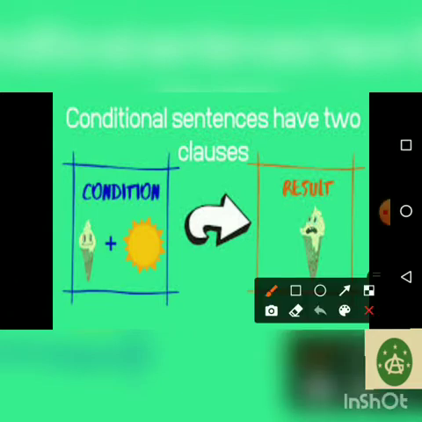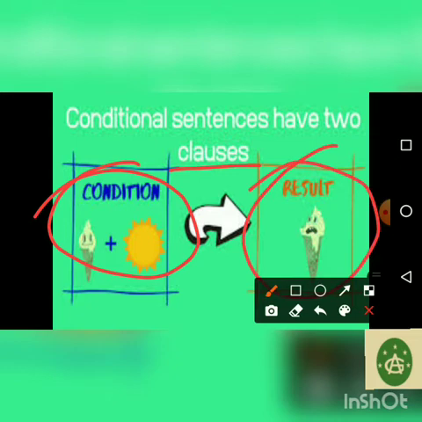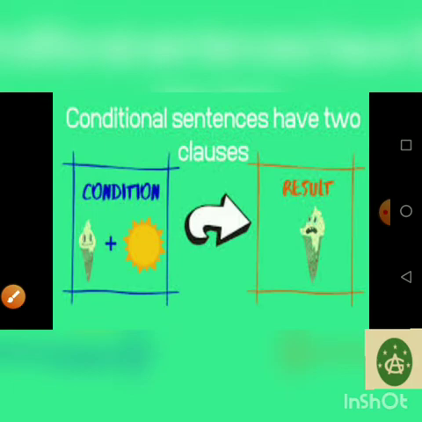Conditional sentences have two clauses. Two clauses means two parts of the sentence. Just put it in the simple way, two parts of the sentence. First part is the condition. If it's too hot, then the result, second part, the ice cream will melt. If it's too hot, the ice cream will melt. So, two parts of the sentence.